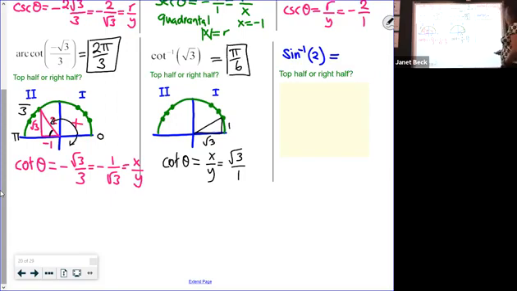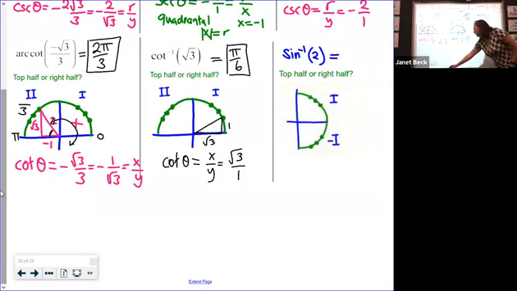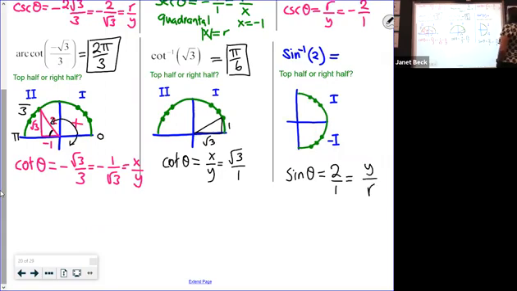And the last one on this page, inverse sine, is looking at the right-hand side. It's positive, so we're somewhere in quadrant 1. We know the sine of our angle equals 2. Turn that into a ratio, and we know that the sine is the y divided by the r.